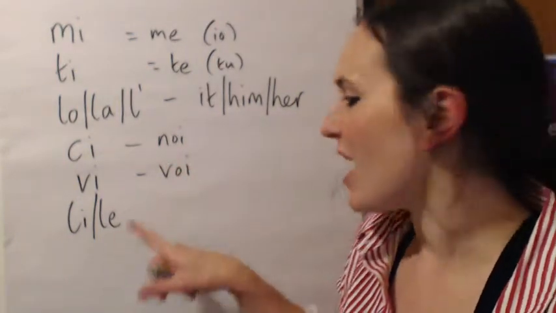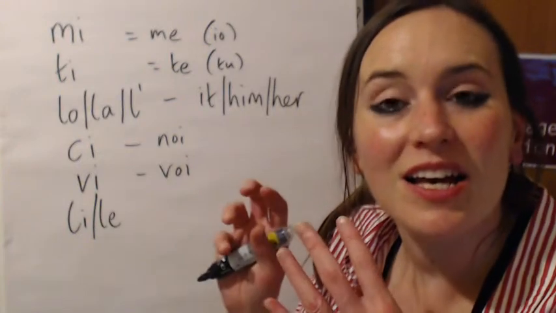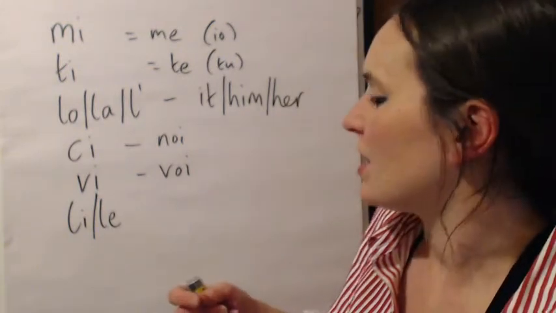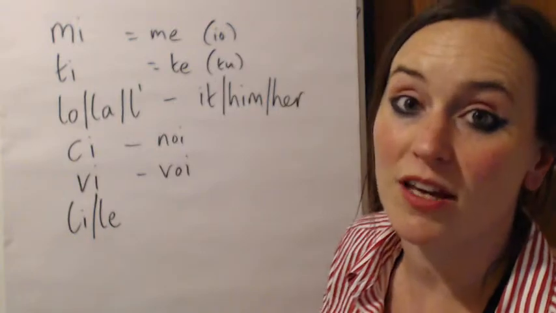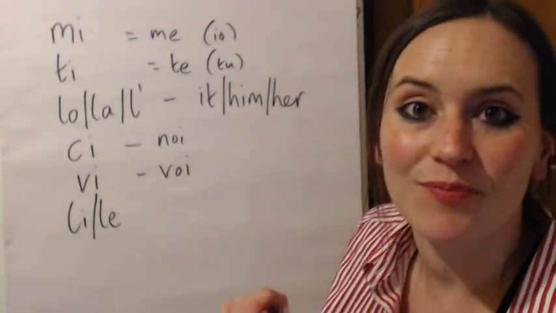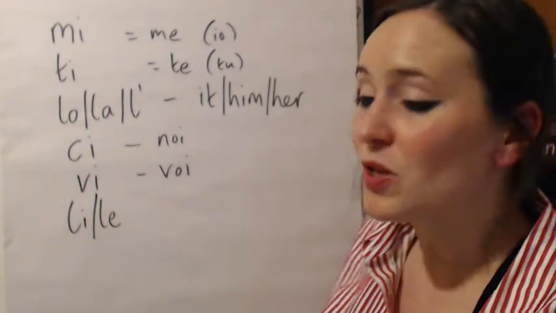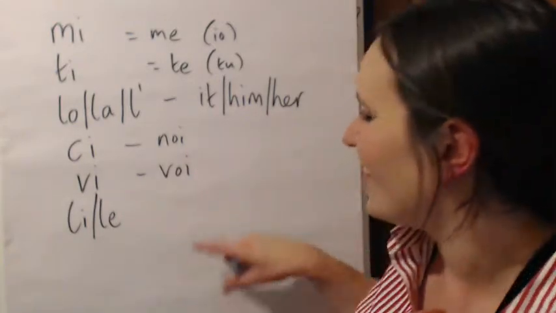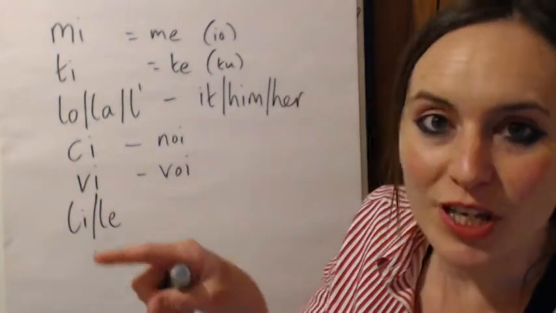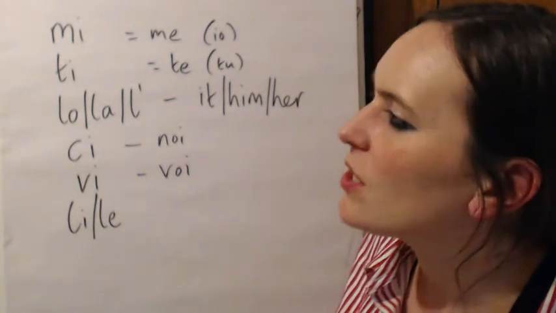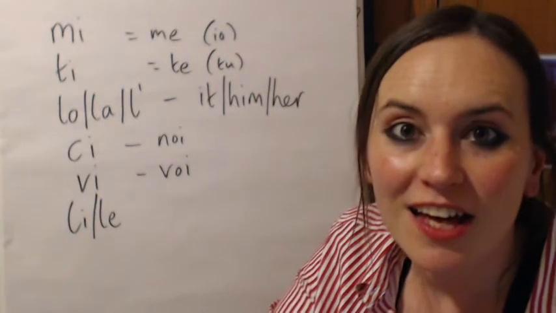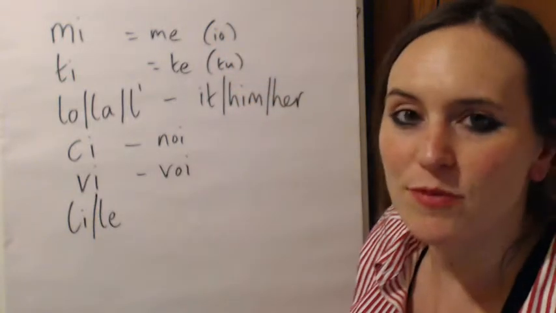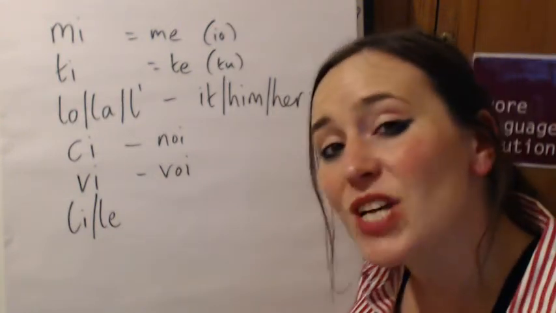However, noi and voi are the same as the subjects of a verb. So the subjects of a sentence, you can start it off with noi andiamo, or voi andate. But you can also answer the question like who with these, noi. Who's there? Ah, noi. Who's with you? Or who are they? Voi. Who's there? You are there. Voi.